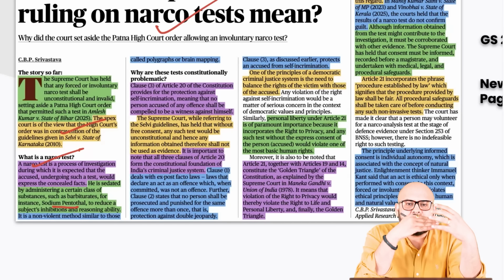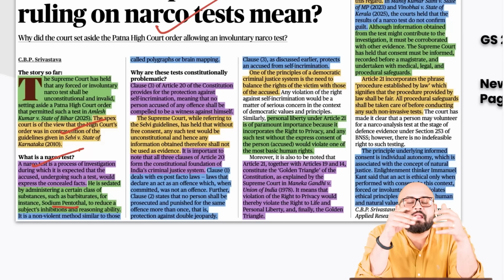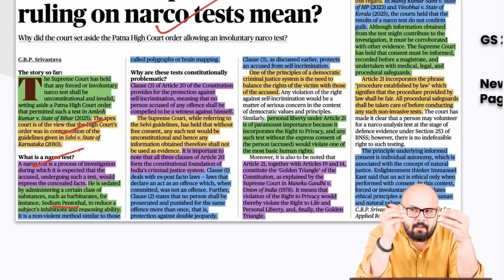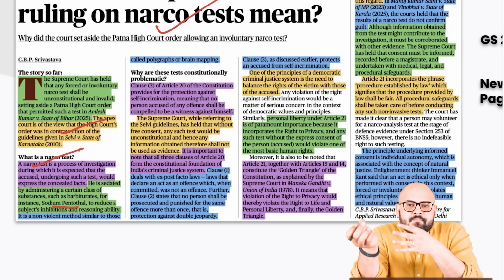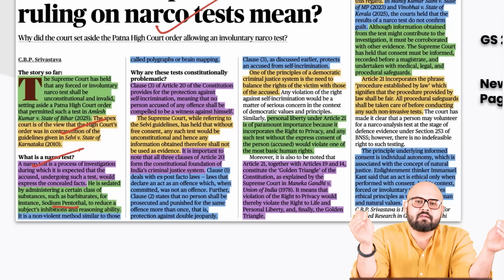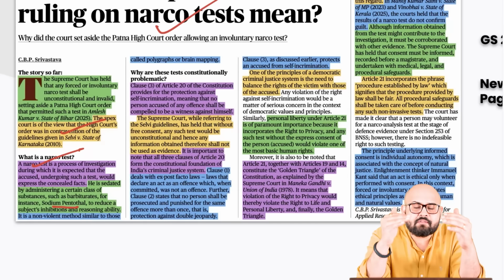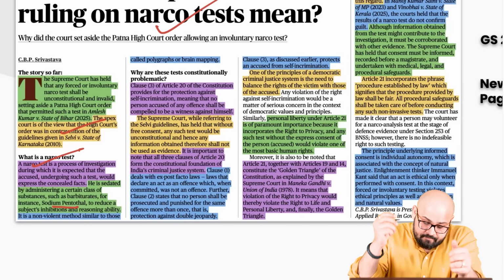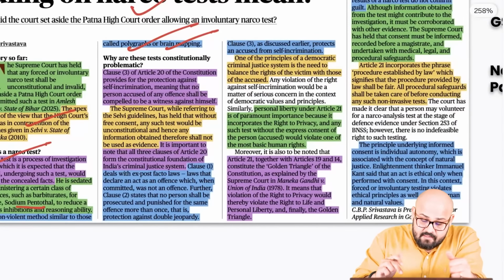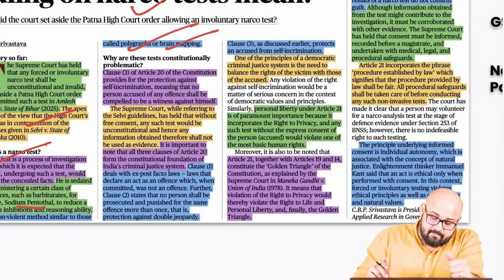So over here, a person cannot lie, because for lying, you'll have to consciously lie, right? But once a person is administered these drugs, the ability to consciously lie gets reduced, the inhibitions reduce, and therefore, the person is more inclined to speak the truth. It's a non-violent method similar to that of the polygraphs and brain mapping. We'll talk about why these tests are constitutionally problematic.